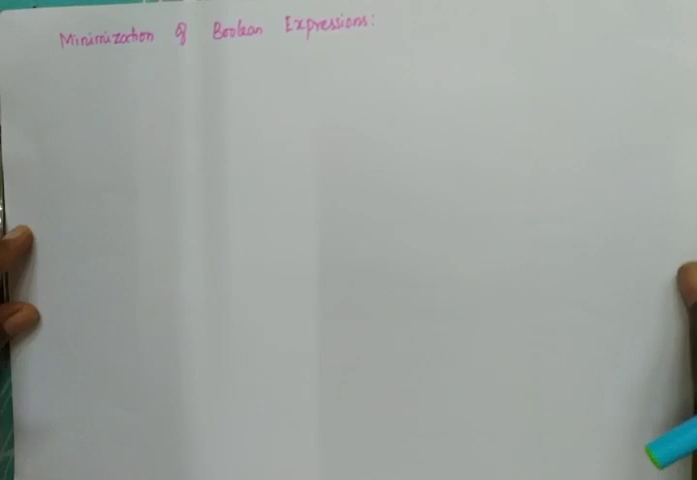Then let us move on to the next, minimization of Boolean expression. So before that, we must know the Boolean laws. So there are different Boolean laws, that is A bar into A is equal to, A plus A is equal to. So these are rules which we'll study in the Boolean expression. So let us move on to the first problem.